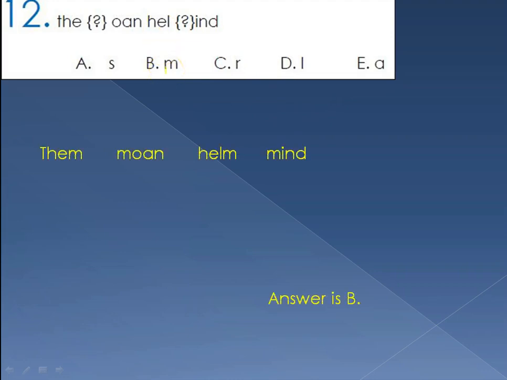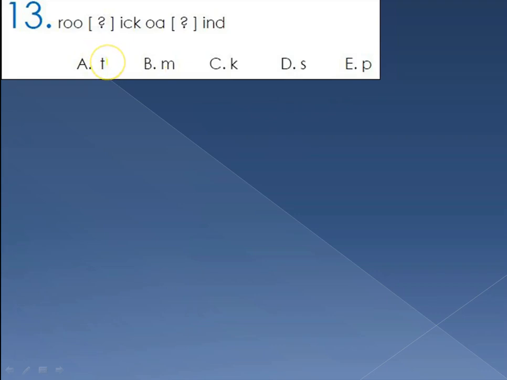Let's look at the next one. We have tea, root, tick, oat. So there are 3 words there if we put the T in. But the last one, tind, isn't a word, so it's very close. It could have been T. However, the last little section here, if you put T in there, it won't make a word, so it can't be T. M, room, mick, oem, mind.